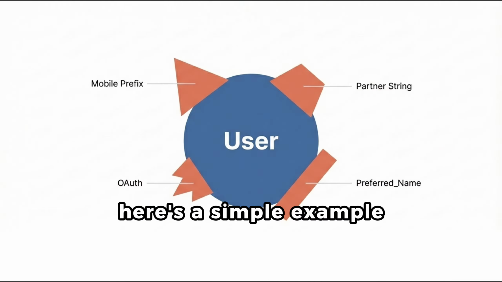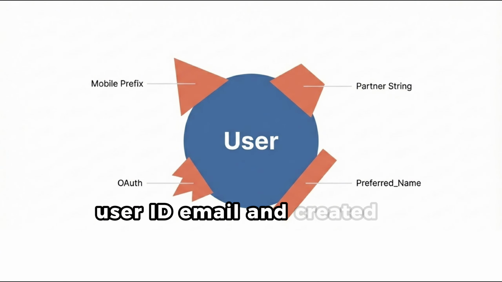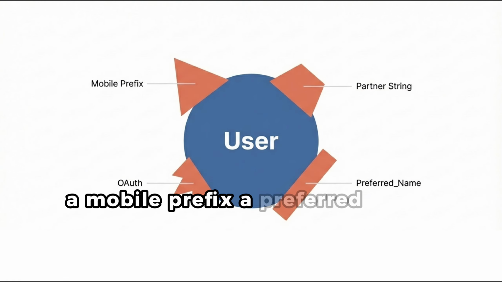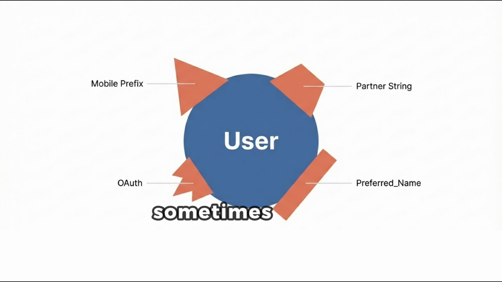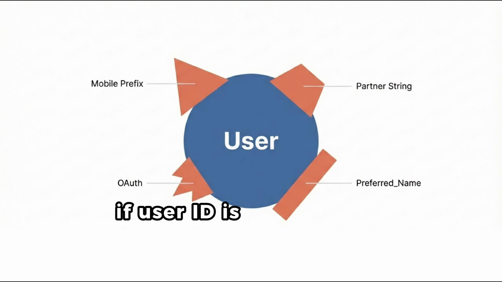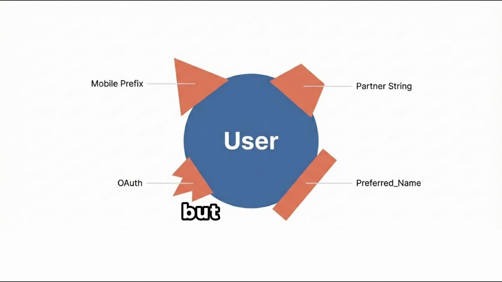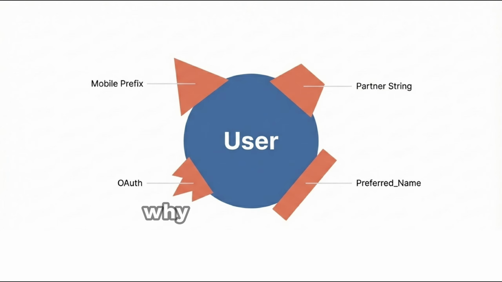Here's a simple example. A user entity once had 3 fields: user ID, email, and created at. Teams added optional profile fields, a mobile prefix, a preferred name, and then a partner integration started sending user ID as a string sometimes. Slowly, downstream code accumulates special cases. If user ID is string, cast it. If email missing, look up via OAuth. If preferred name present, use it for display. Each special case is sensible in isolation, but together they create a fragile web of conditional logic. That's degradation.